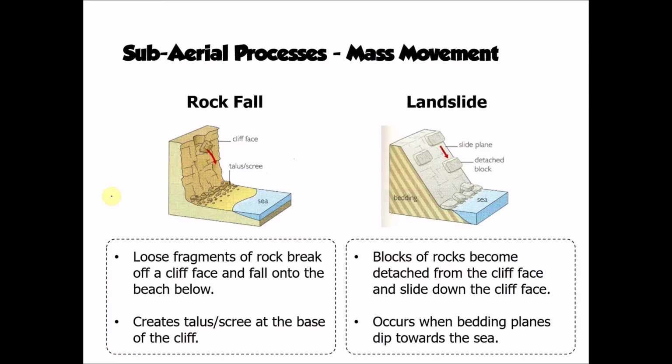I'd like us now just to examine some of the main processes of mass movement in a little bit more detail. Firstly, we can think about the types of mass movement that happen on consolidated rock.